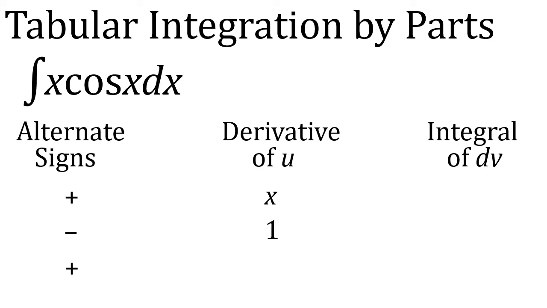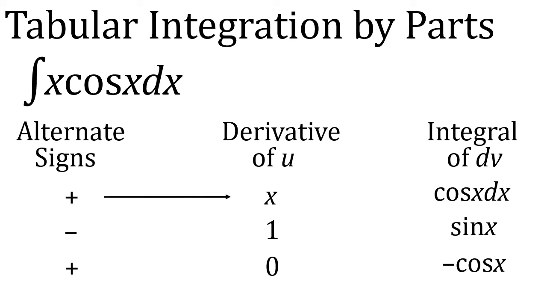We will still follow LIATE in tabular integration by parts. So the derivative of x is 1. The derivative of 1 is 0. Now, as you can see, we have three rows for this table. We will end if our u became 0 already. Then the integral of dv: our dv is cosine x dx. Integrate it, it will become sine x. Integrate it again, it will become negative cosine x. So our first term will be the product of the positive sign, the x, and the sine x. And then our second term will be minus 1 times negative cosine x. Let me show you on the next slide.